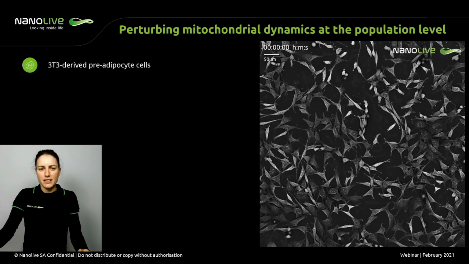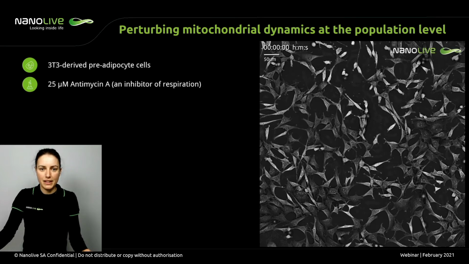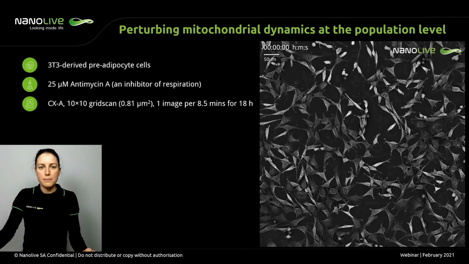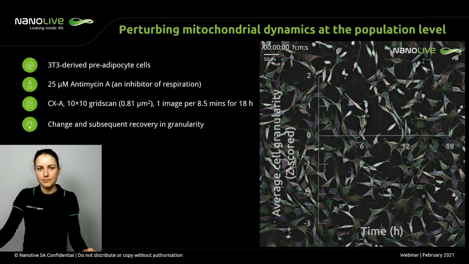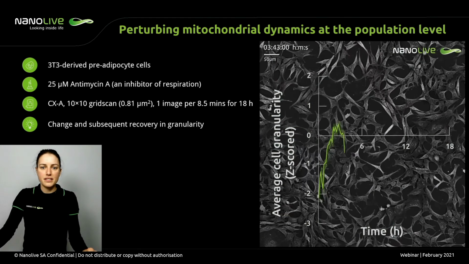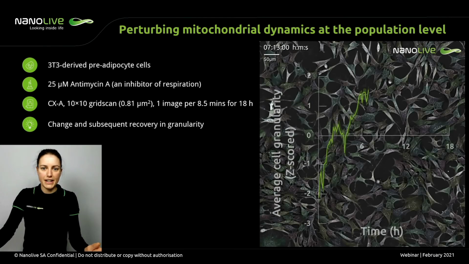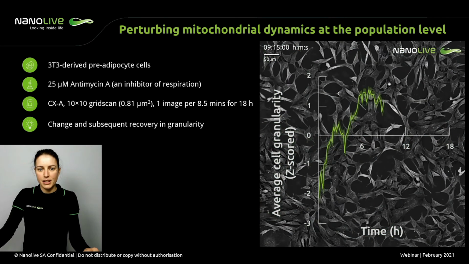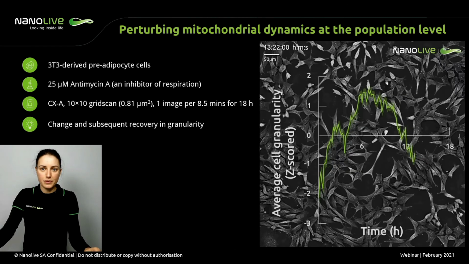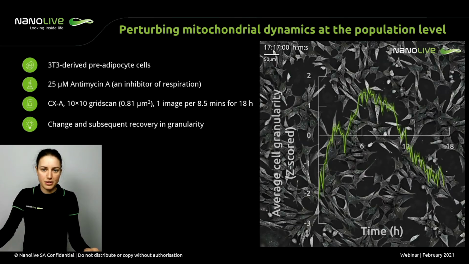However, in other examples, such as in this population of cells that were exposed to 25 micromolar of antimycin A, and imaged using the 10x10 grid scan mode on our automated microscope, the CXA, we observe a change and subsequent recovery in granularity. This suggests that in certain conditions, cells initially react to treatment, but then are able to recover. Maybe they rearrange, for example, their cellular composition in response to a certain drug.